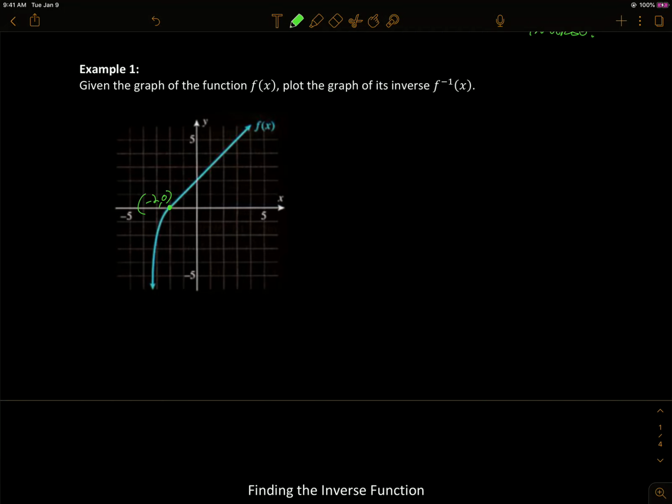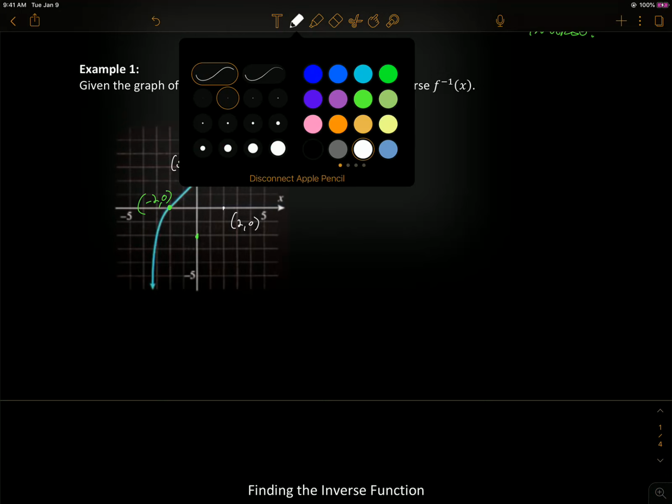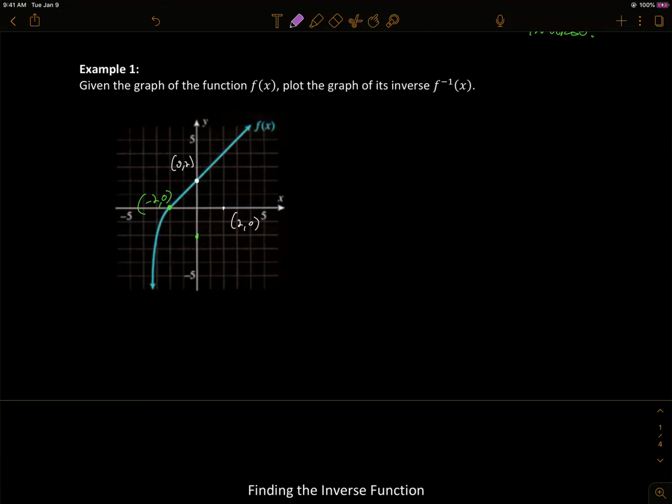So this will be at 0, -2. Then if I choose another point that I can easily identify, we've got 0, 2. On the inverse, it would correspond to 2, 0. Then let's do another pair. I can go 2, 4, this looks like. Is that 4? Yeah, 2, 4 is on the graph, so that means that 4, 2 would be on the sister graph.